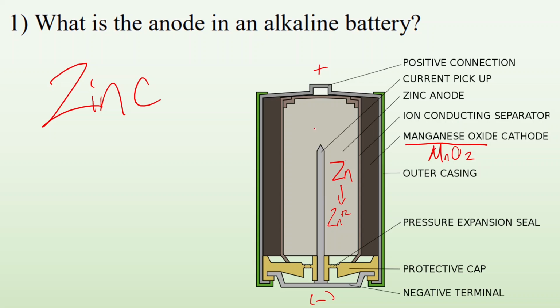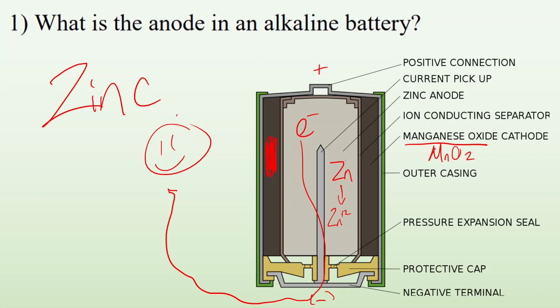In order for the electrons to get from the zinc powder to the manganese oxide, they need to flow out of the negative terminal, go through whatever you're powering, maybe it's a smiley face flashlight, and then enter the positive terminal so that now it's in connection with the manganese. And that's how batteries work.